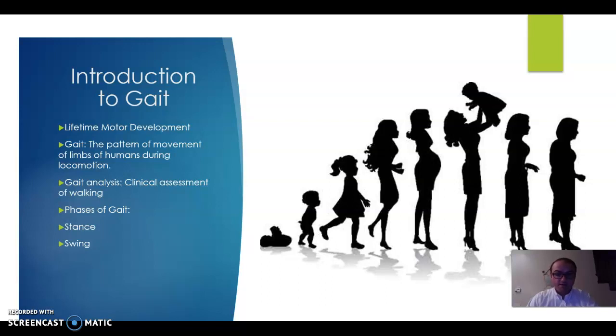And the phases of gait consist of the stance phase, which has initial contact, loading response, mid stance, terminal stance, and pre-swing. And the swing phase is pre-swing, initial swing, mid swing, and terminal swing.